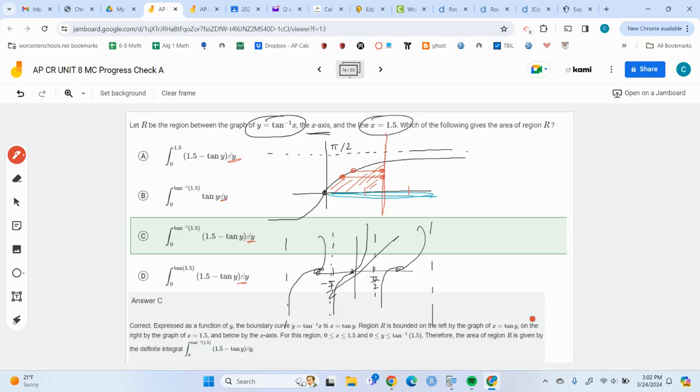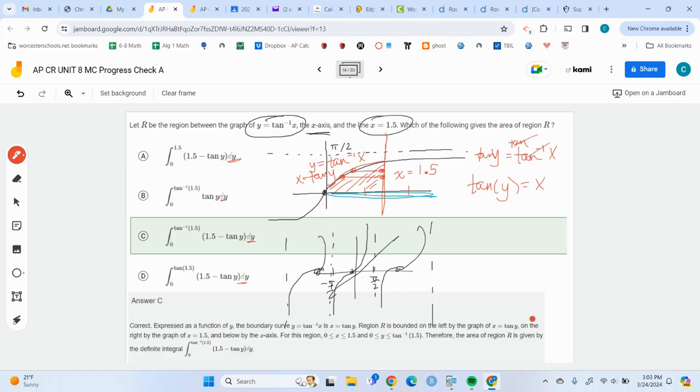So I have right minus left, which means I should be subtracting an x minus an x. Well, 1.5 is already equal to x. However, this curve is y. Okay, so I just need to solve for x quick. So if I have y equals tangent inverse of x, I need to do tangent of each side. So tangent of y is equal to x. So x equals tan of y.